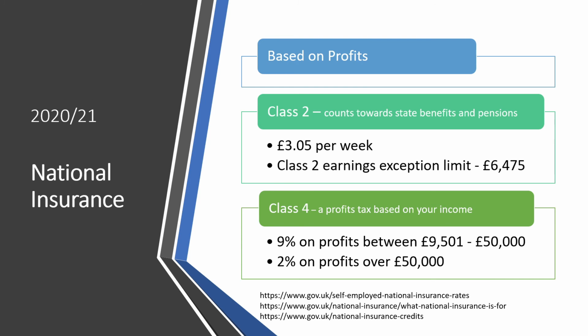Now moving to Class 4 contributions. These were introduced so that the self-employed would pay a fairer share of the costs associated with providing contributory benefits. If your taxable profits are over £9,500 to £50,000, you will pay Class 4 contributions of 9% on profits over this limit. You pay Class 4 National Insurance together with your income tax. If profits are over £50,000, then the rate of the Class 4 National Insurance falls to 2% on profits over this higher limit.